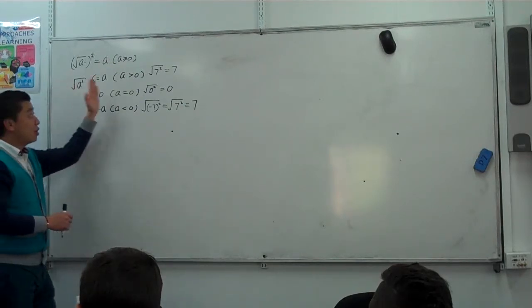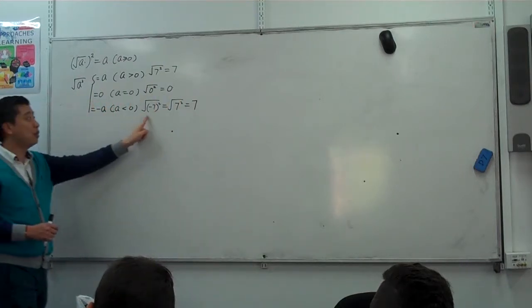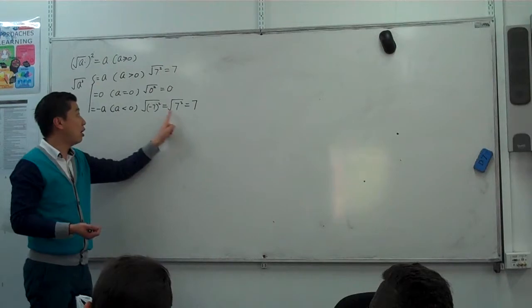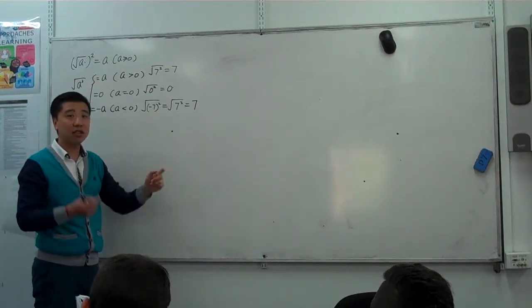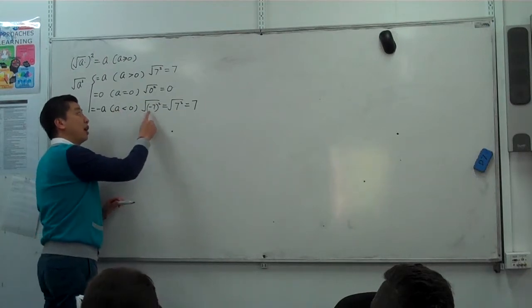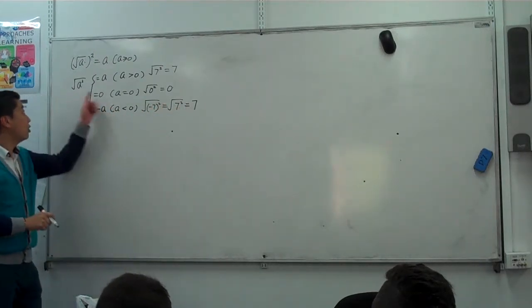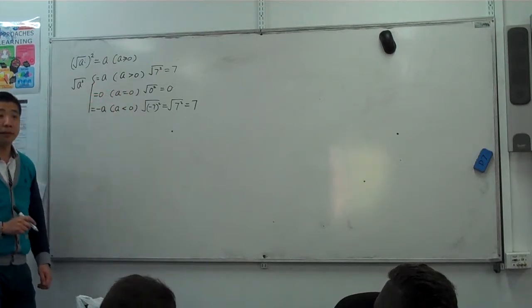Now, for these questions, when you actually do that, you will not think that. You will use this method. You will not think, oh, this is negative 7, and then my answer should be the opposite. You will not think like that. You will think negative 7 squared is 7 squared is 7. Okay? You just follow the first one to do that.